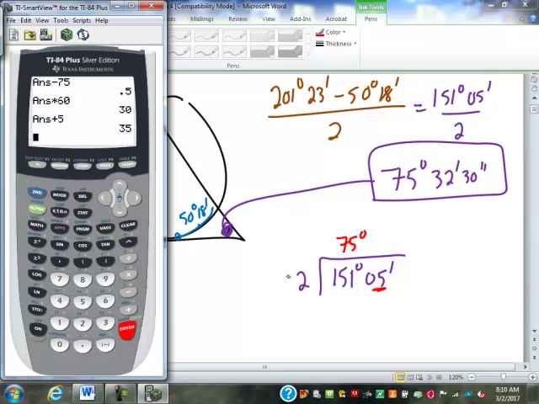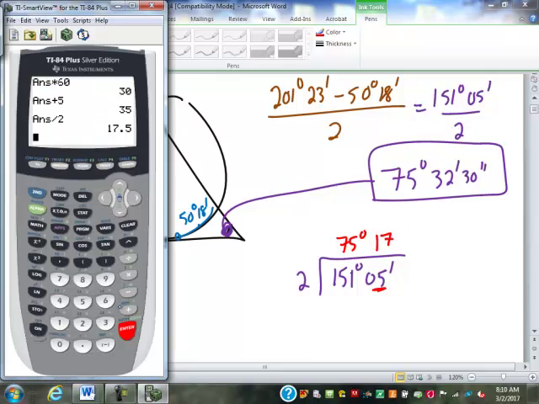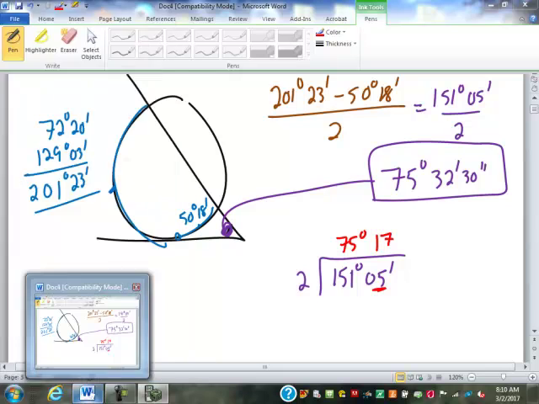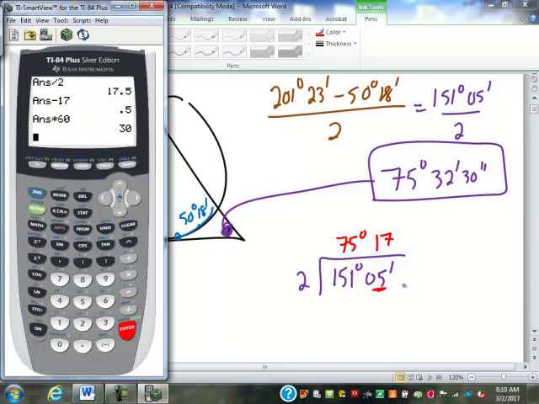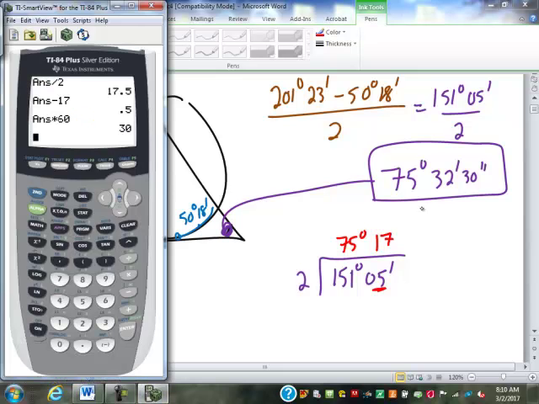We're still dividing by 2, so you divide by 2 again. It's going to be 17.5. Again, I write down the 17, take off the 17, and multiply by 60 to turn it into seconds. So I have 30 seconds. There are no other seconds over here, so that's just 30 seconds.